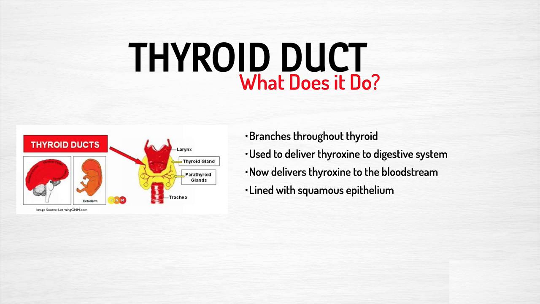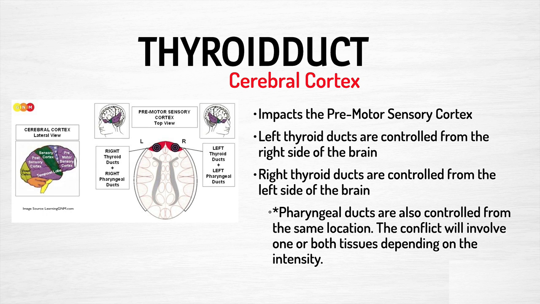Now it delivers it to the bloodstream, and it is lined with squamous epithelial tissue. So for the thyroid duct, the control center is the premotor sensory cortex. Now, there is a crossover correlation. So the left thyroid ducts are controlled from the right side of the brain, and the right are controlled from the left. And you can see that's that area right there at the front part of the brain.